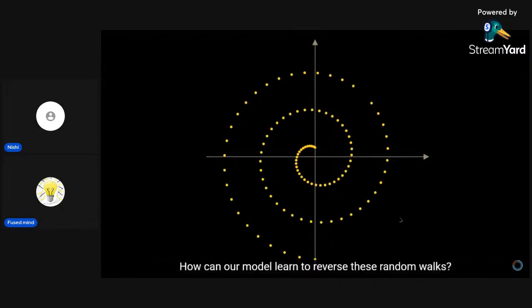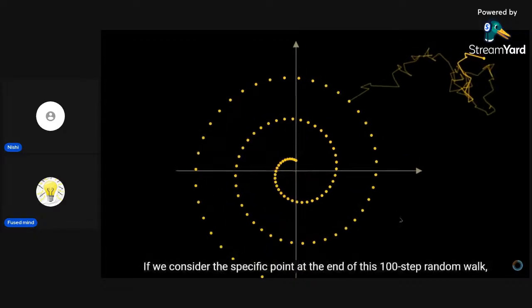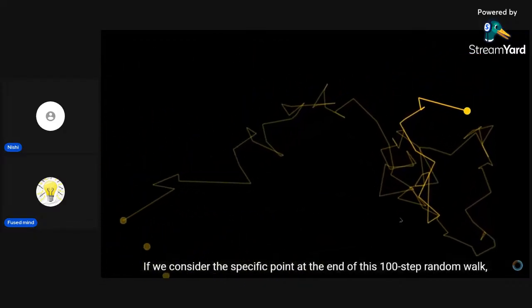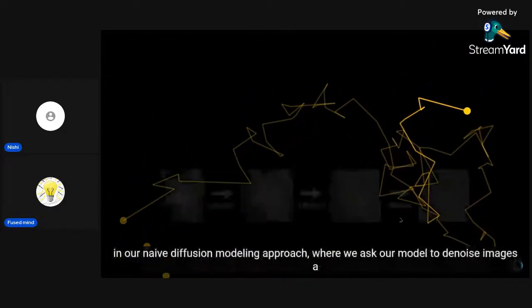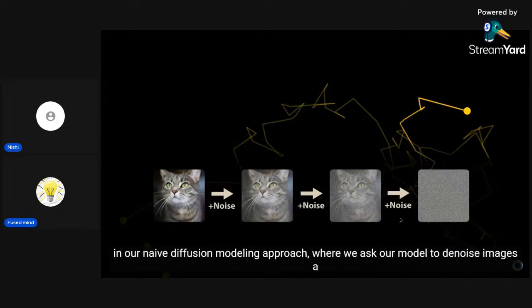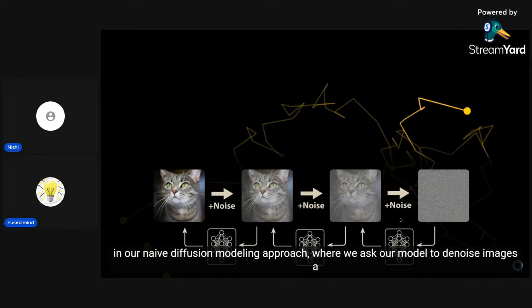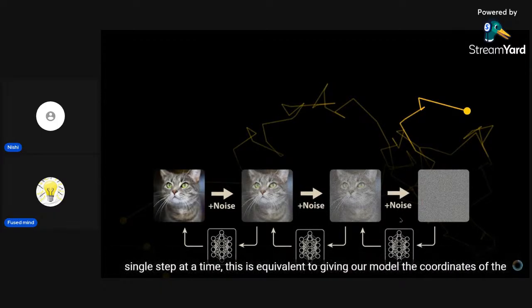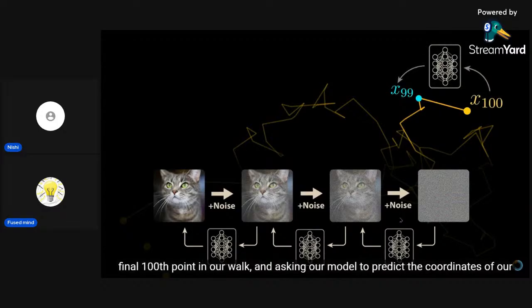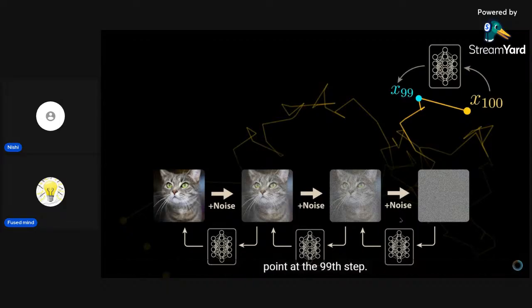How can our model learn to reverse these random walks? If we consider the specific point at the end of this 100-step random walk, in our naive diffusion modeling approach, where we ask our model to denoise images a single step at a time, this is equivalent to giving our model the coordinates of the final 100th point in our walk, and asking our model to predict the coordinates of our point at the 99th step.